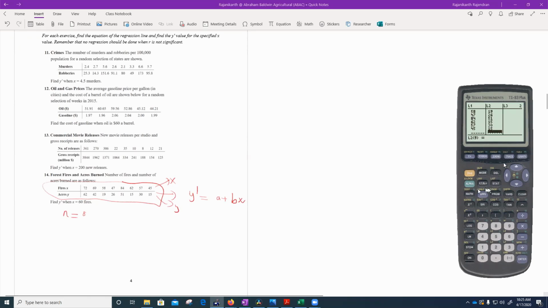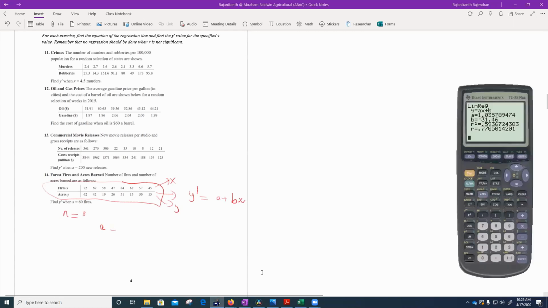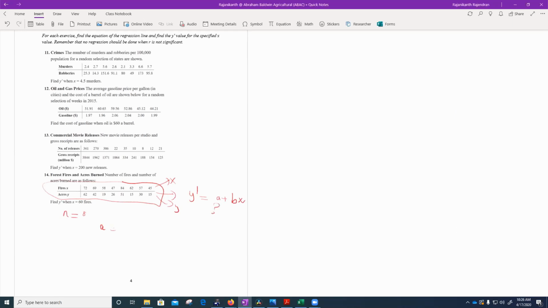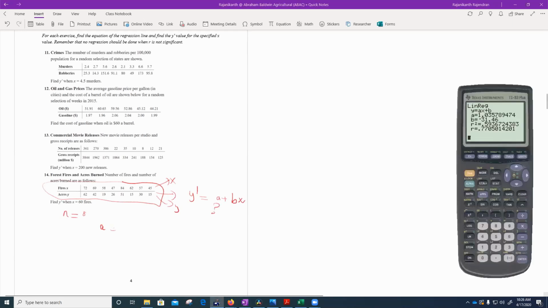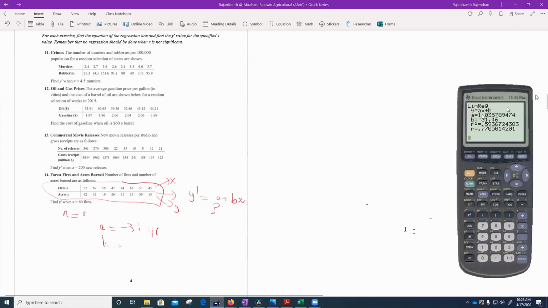So we have all the values, right? Now go to stat, calc, number 4, enter. Okay, so we got the estimated a and b. Let us write down 3 decimal places. Now remember, you need to switch the values. My formula needs a, but in your calculator it is b. So look at the b value, which is negative 31.46. Then your b is your a value in your calculator, so it is 1.036.